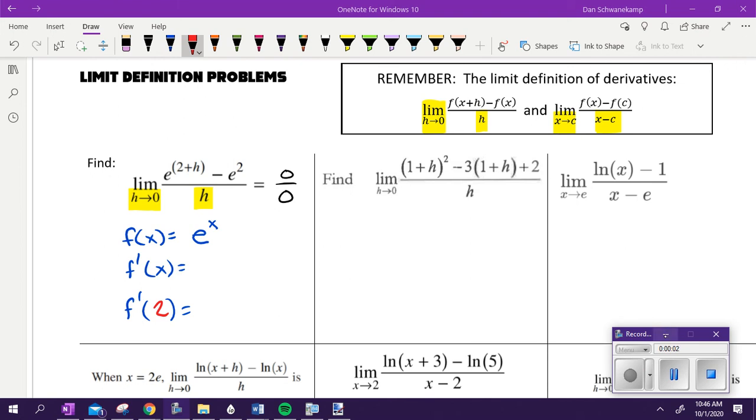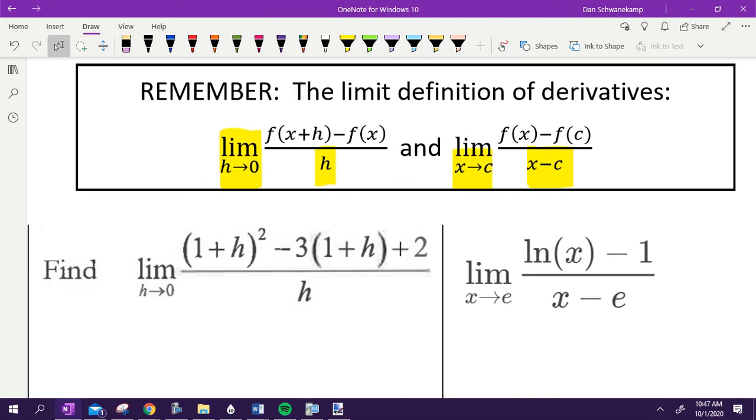All right, let's try this again. A really important day. We're going to use this all the time. Okay? Remember your limit definitions. You got those two things.